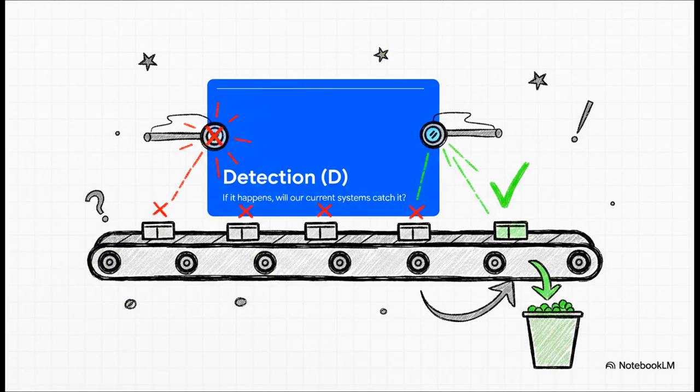And the third metric is detection, D. Basically, if the failure does happen, will our current systems and sensors actually catch it? Adding an inline sensor, for instance, significantly improves your ability to spot an error before the product ever leaves the line. That means you have a highly effective detection system in place.